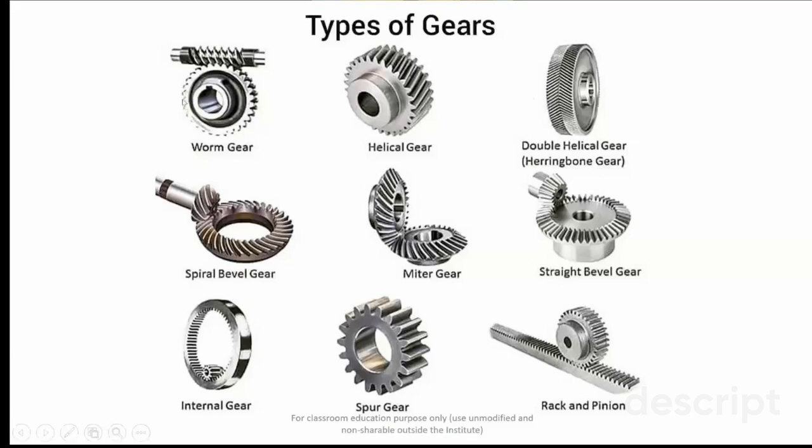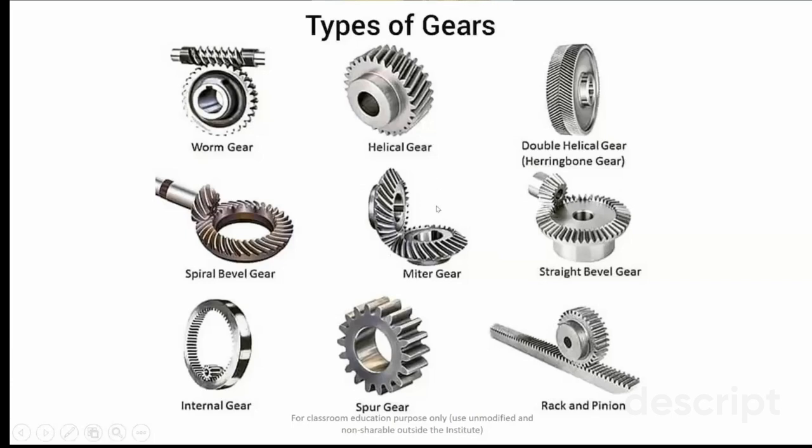This is a worm gear arrangement. This is your worm and this is your worm gear. This type of arrangement is used for higher gear reduction, and it is preferred to reduce the speeds. Then we have this straight bevel gear. This is the case when both the shafts are intersecting with each other, and you have to transmit the power in the perpendicular direction.